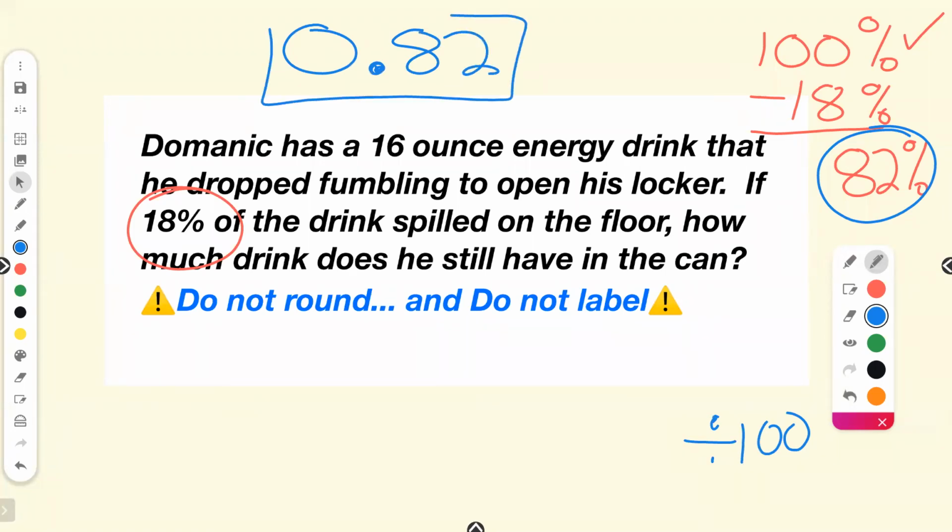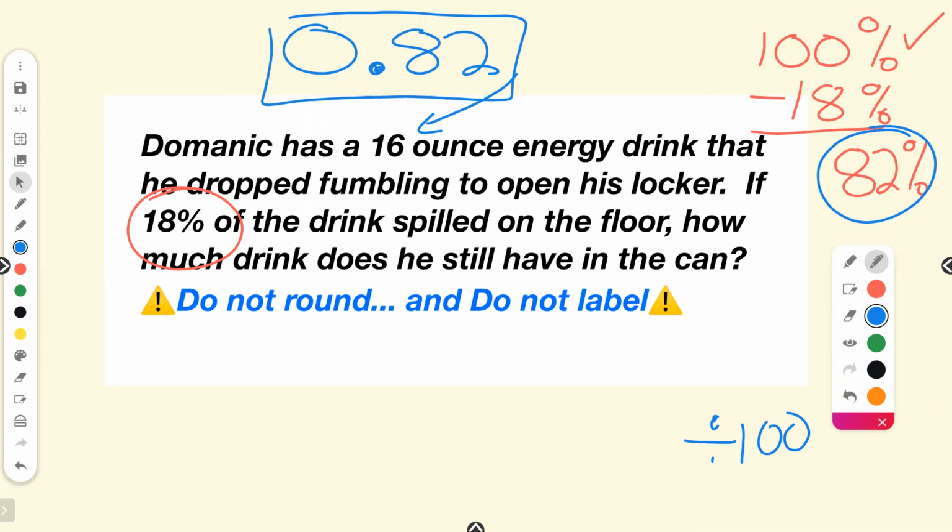This, ladies and gentlemen, becomes your multiplier. 0.82 is your multiplier in which you multiply your value by to determine exactly what's left. When you multiply by a decimal that's less than 1, your value is always going to decrease. Your answer is always going to be less. When you multiply by a decimal value that's greater than 1, your answer will always be more.